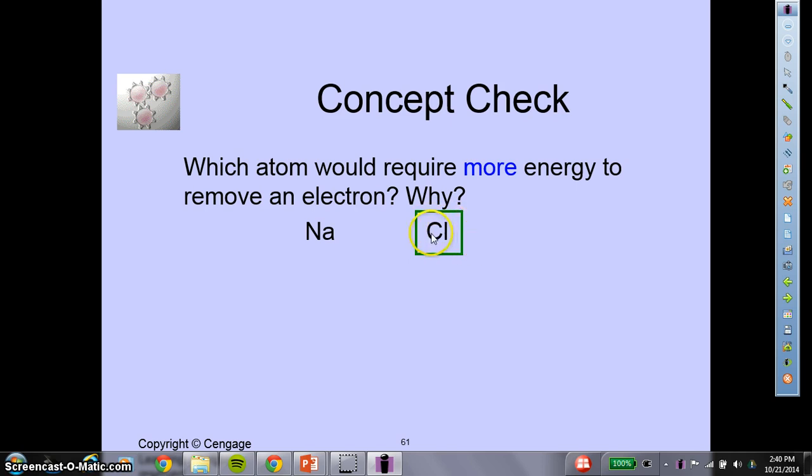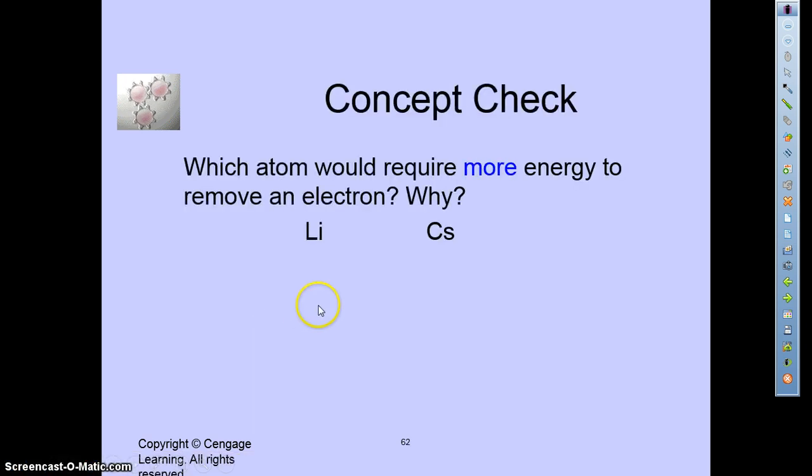So chlorine just lacks 1 electron from having a full orbital, whereas sodium, it's easier for it to give up 1 than to gain 7. So it's going to take more energy to take away electrons from chlorine because chlorine is going to want to grab an electron and become negative instead. So they're in the same principal quantum level, and they're generally more strongly bound from left to right on the periodic table.